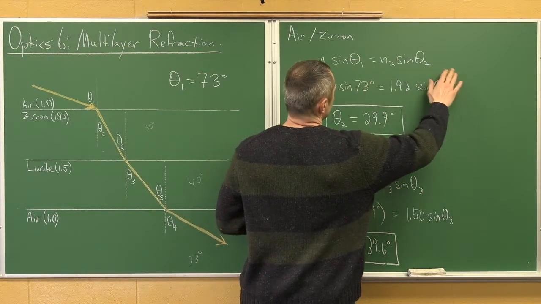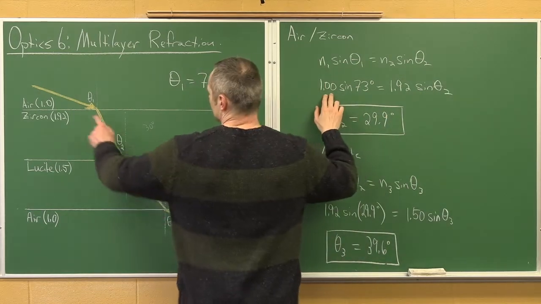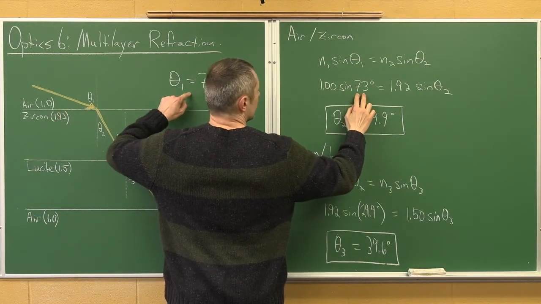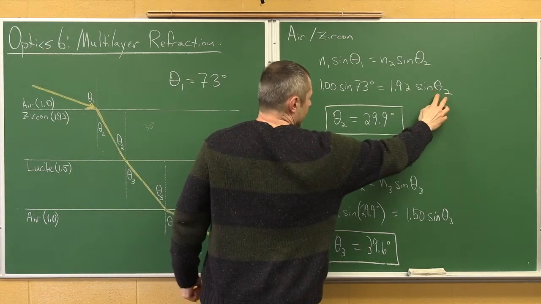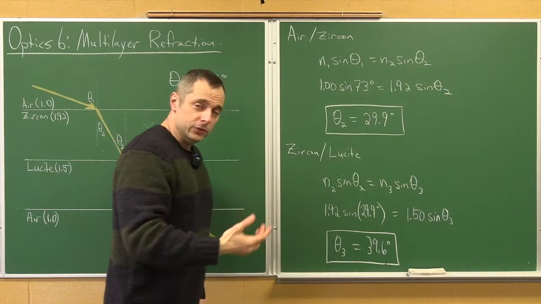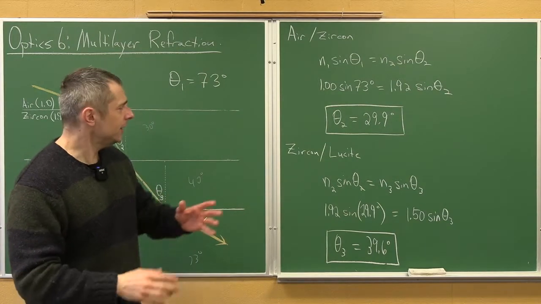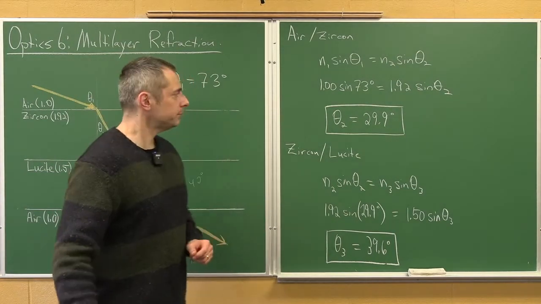N1 sine theta 1 equals N2 sine theta 2. The index of air, 1. The angle in air, 73. Index of zircon, 1.92. Unknown angle. We do the algebra, take the inverse sine, 29.9.